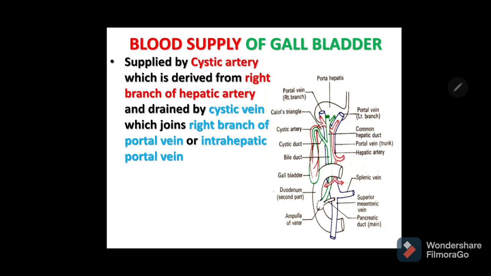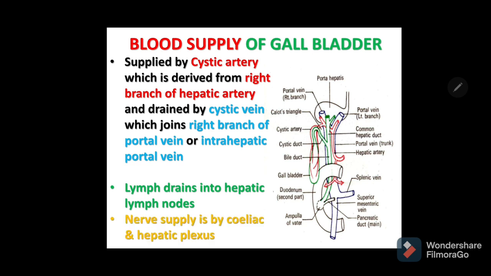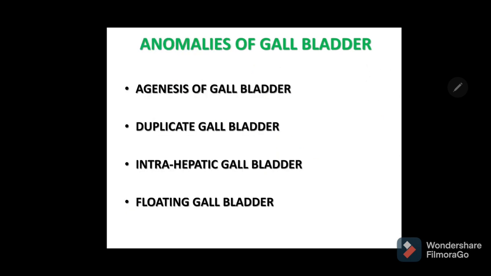Then coming to the blood supply of the gallbladder, it is supplied by the cystic artery here, that you can notice. The cystic artery is derived from the right branch of the hepatic artery and drained by the cystic vein, which joins the right branch of the portal vein. Lymph drains into hepatic lymph nodes. Nerve supply is by the celiac and hepatic plexus.